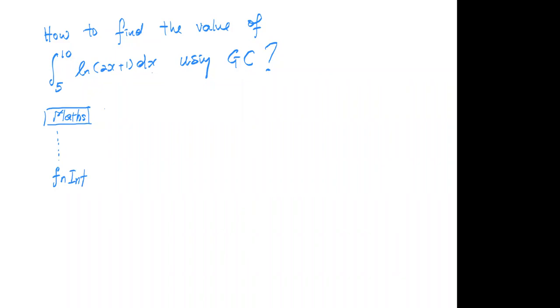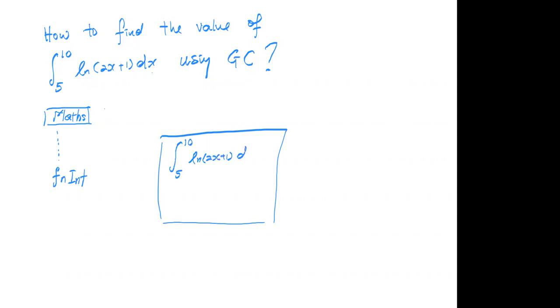The moment you select FNINT, on your screen, it will come out this. So you put here 5. Put here 10. Type in ln 2x plus 1. Then type this one in as x. Okay, then press enter. Then you get the answer. So any definite integral can be done by using the graphic calculator. Are you clear?